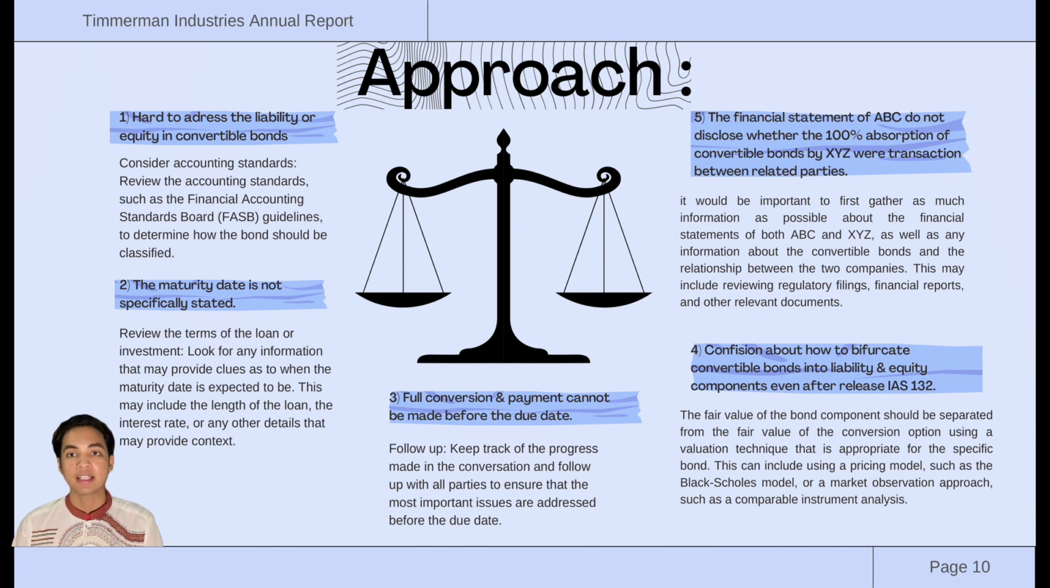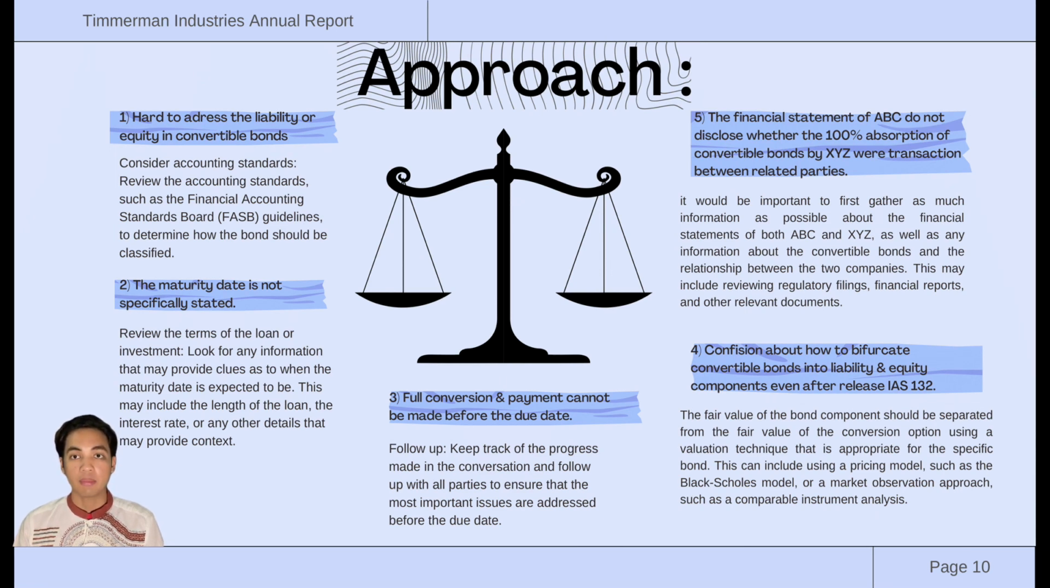The first one is that it is hard to address the liability or equity in a convertible bond. The approach is to consider and review the accounting standard, such as the Financial Accounting Standards Board (FASB) guideline, to determine how the bond should be classified.